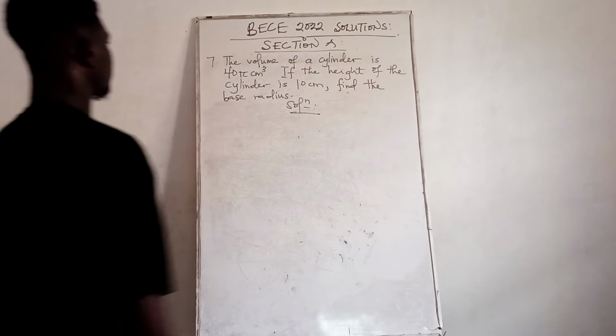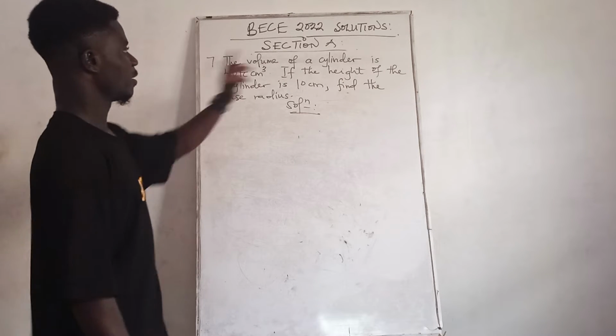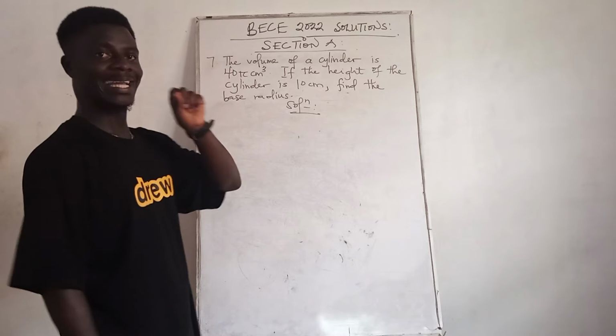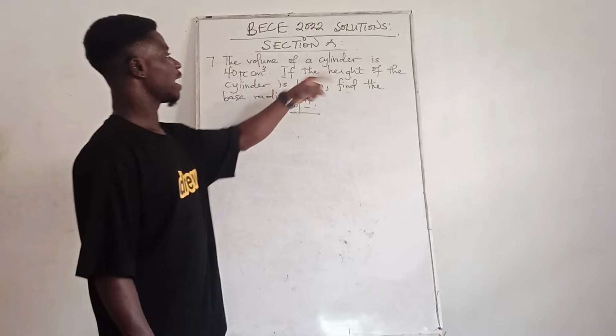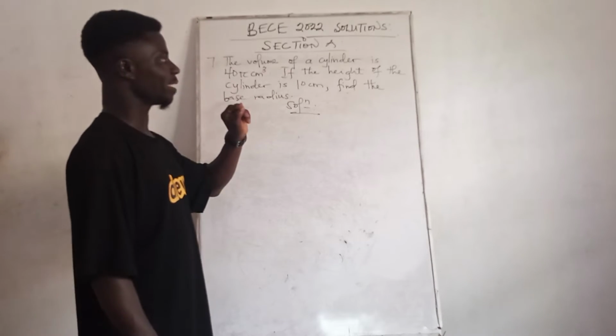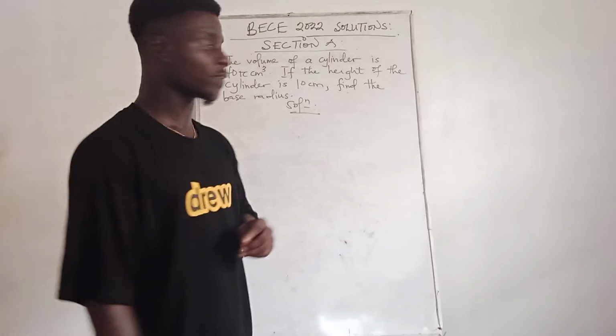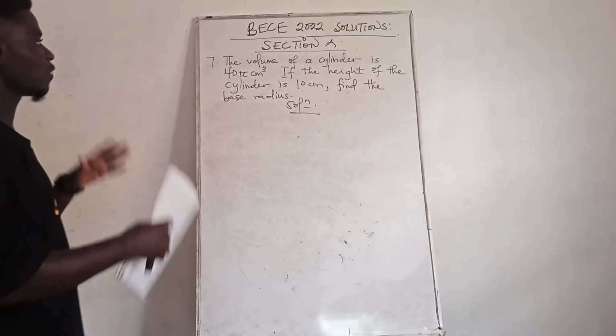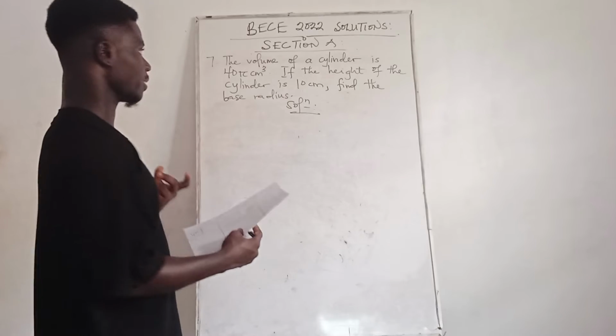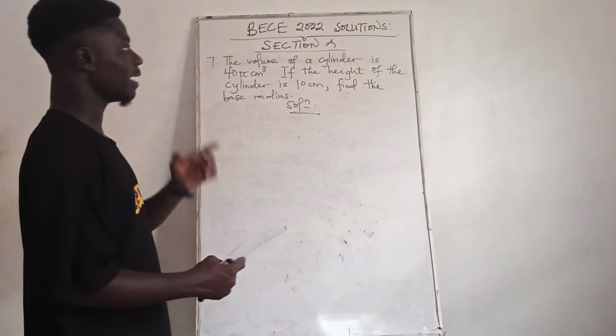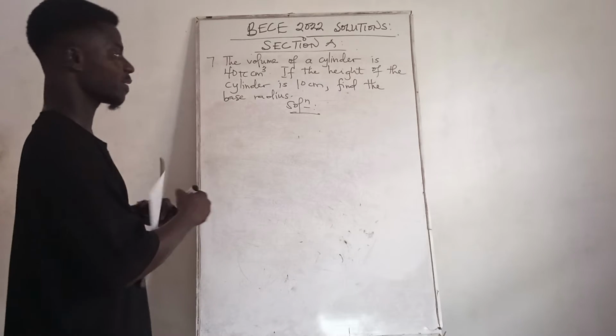Alright, so let's proceed with question 7. The volume of a cylinder is 40 pi cm cubed. If the height of the cylinder is 10 centimeters, find the base radius.